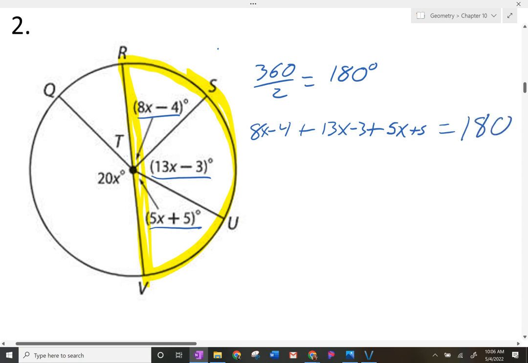Now I get to combine my like terms. I've got an 8x, I've got a 13x, I've got a 5x. All of those put together is going to be 8 plus 13, that's 21. Plus 5x is going to be 26, so I've got a 26x. I've got negative 4 plus negative 3 plus 5. All right, so I've got -8 plus 5. That should give me a -3.